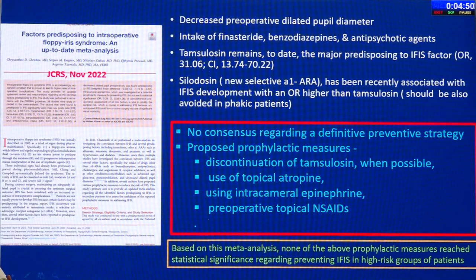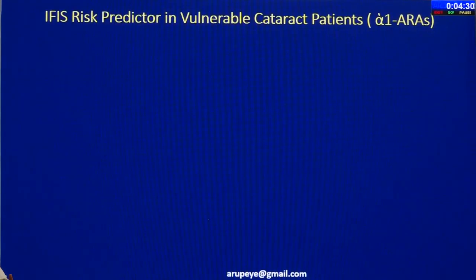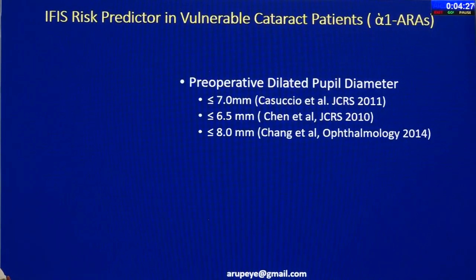summary from this particular meta-analysis was some of the conventional prophylactic measures that people have been taking. So, for example, discontinuation of tamsulosin. I don't do it personally, but there are some people who have been doing it. Use of preoperative topical atropine, using intracameral epinephrine or pre-op topical NSAIDs. Statistically, they have no significance. So though we do it, still, statistically, it is not proven to be very useful.